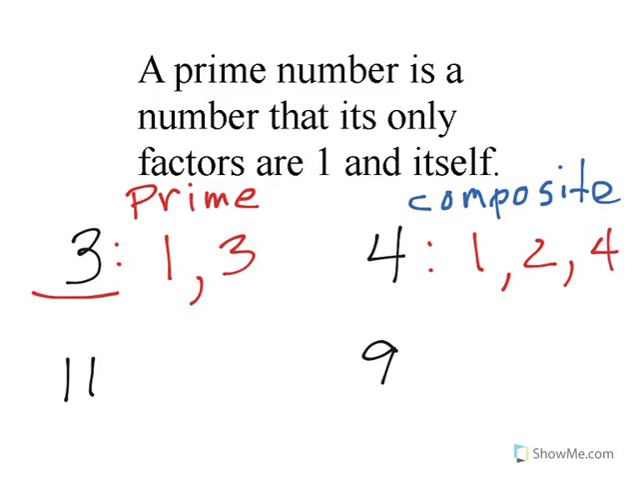Okay, so if we take a look at 11, the factors of 11 are 1 and 11. All right, well, that's it. Those are the only 2 factors of 11, so it is prime.